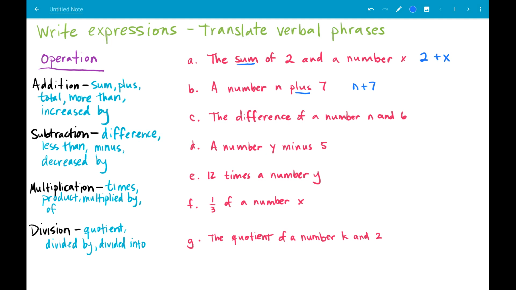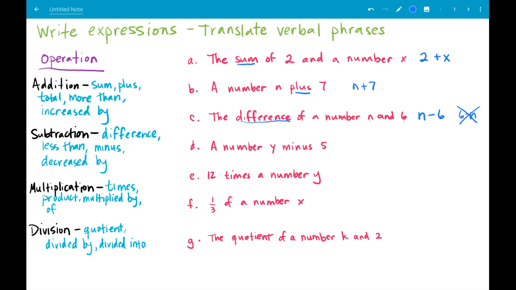In example C, the difference of a number n and 6. Now, order is important when writing subtraction and division expressions. So here, I know I'm talking about a subtraction expression, and so I have to write this in the right order. So the difference of a number n and 6 has to be written in order n minus 6, just as they give it to you. Now, 6 minus n in this example would be incorrect. That's not right, because the n comes first in the expression and then the 6.